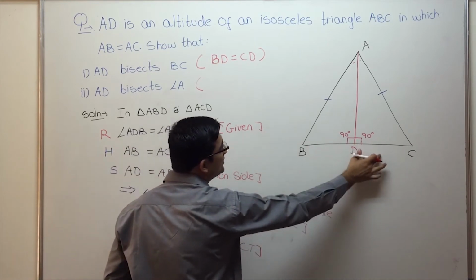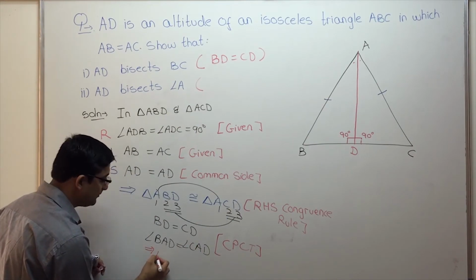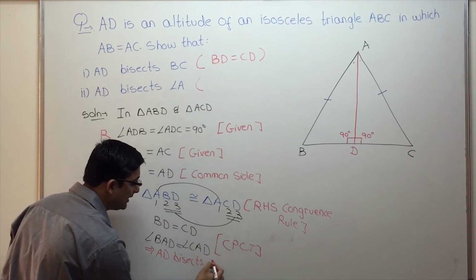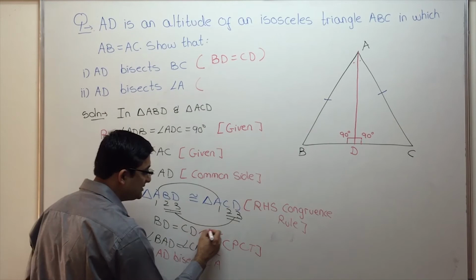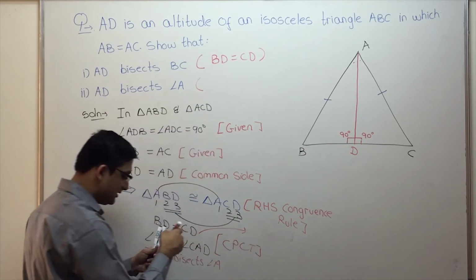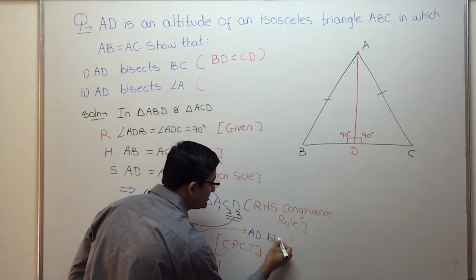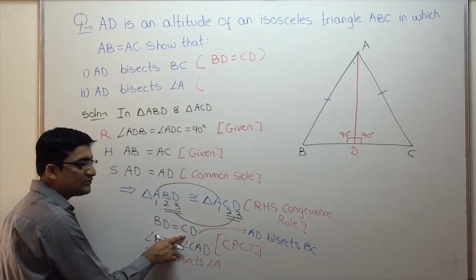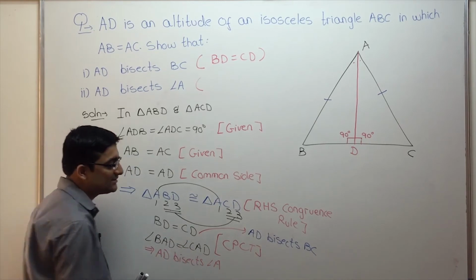So we have shown BD is equal to CD and these two angles are equal. Because these two angles are equal, this implies AD bisects angle A, right? And because BD is equal to CD, that means AD bisects BC. So this implies AD, I'll write it with a different color. So this implies AD bisects BC, right? So BD is equal to CD, that means AD bisects BC. These two angles are equal. This implies AD bisects angle A.